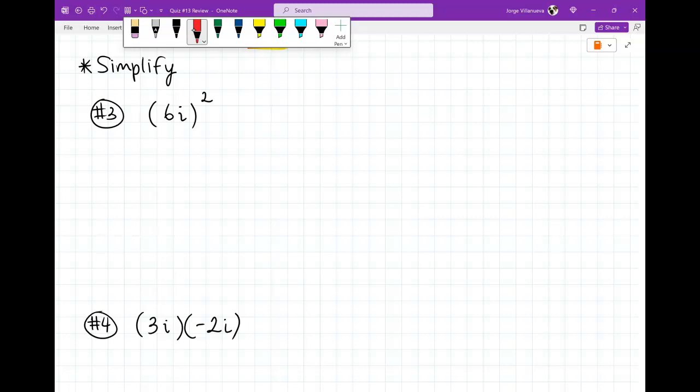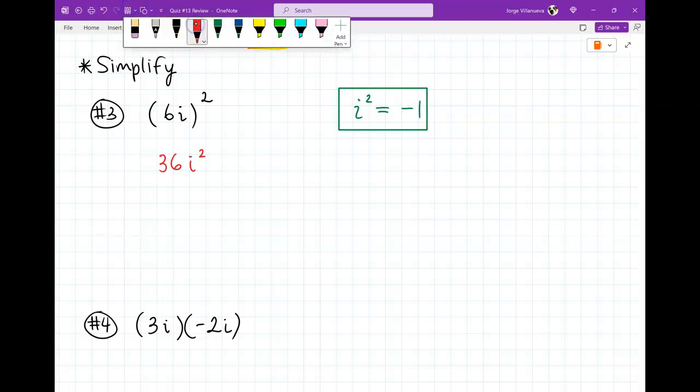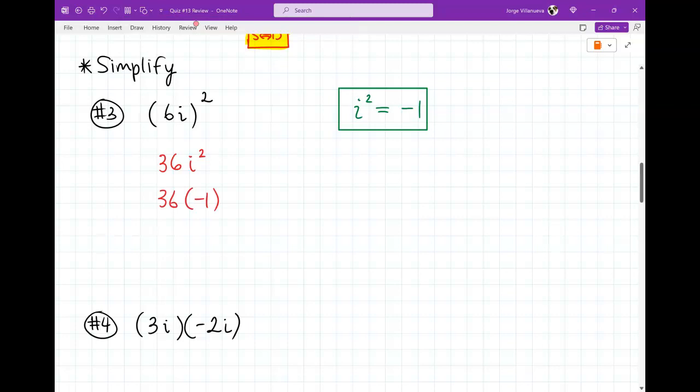So we're just going to simplify. So 6i squared. The quantity of 6i squared. So 6 squared is 36. i squared is i squared. But remember, what is i squared equal to? -1, right? So that's equal to -1. So that's 36 times -1, which is -36. And there you go.